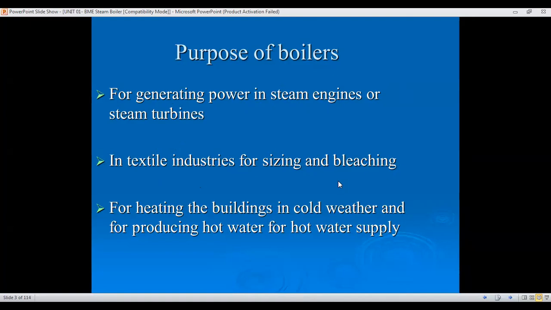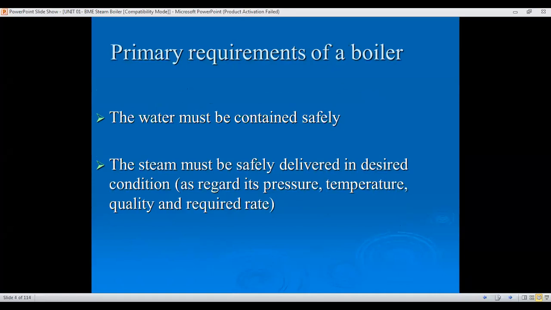Okay, so the textile market is also there where we can use the steam for the sizing and bleaching of the cloth, for heating the buildings in the cold weather, and for producing hot water for hot water supply. Okay, so these are some uses of steam.